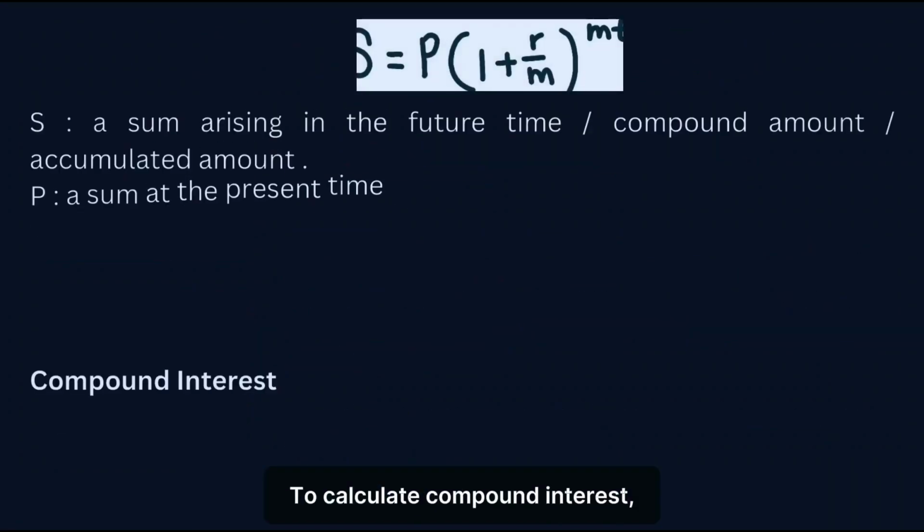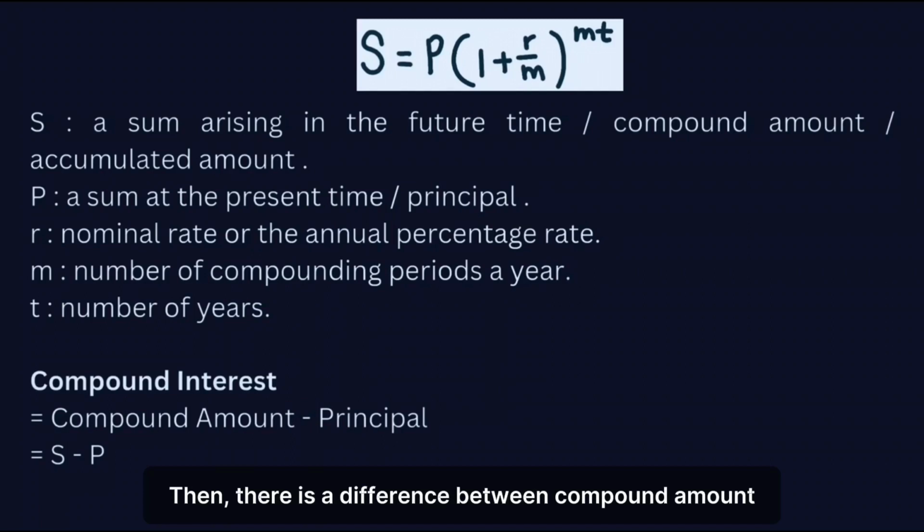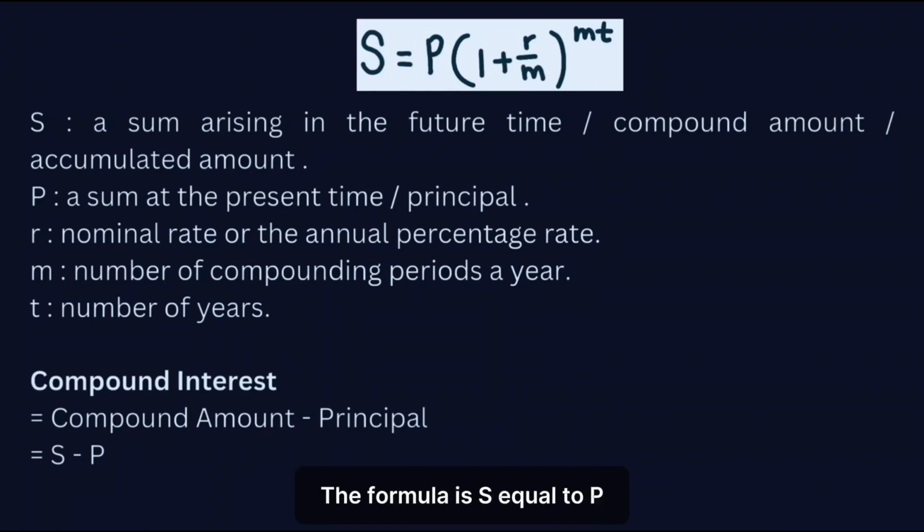To calculate compound interest, we need to know the amount and principal. Then, there is a difference between compound amount and original principal. The formula is S equals P multiplied by bracket 1 plus R over M, close bracket, then to the power of M multiplied by T.